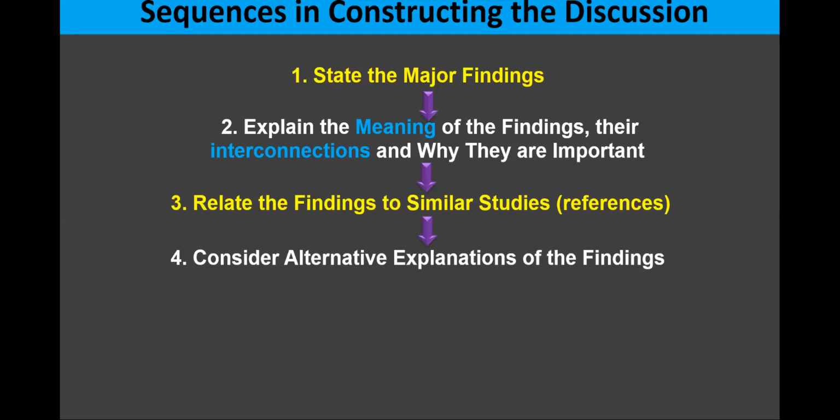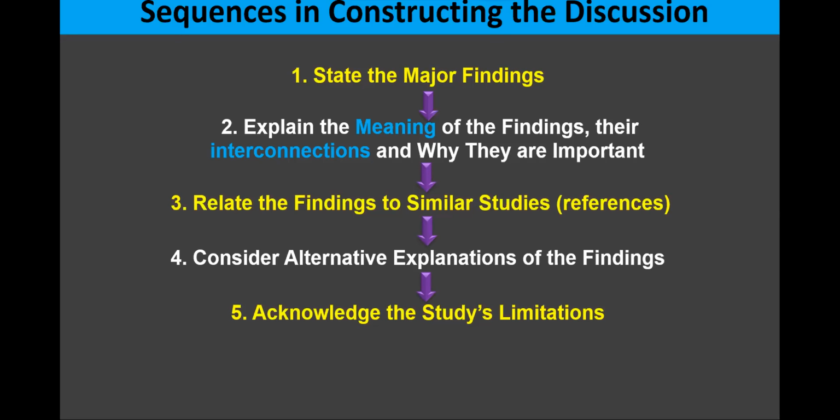And then if you find something that is a discrepancy, something different from the common understanding of your data, you have to propose alternative explanations of your findings. And of course, in the very last part, we have to put the limitations. What is the limitation of the study?